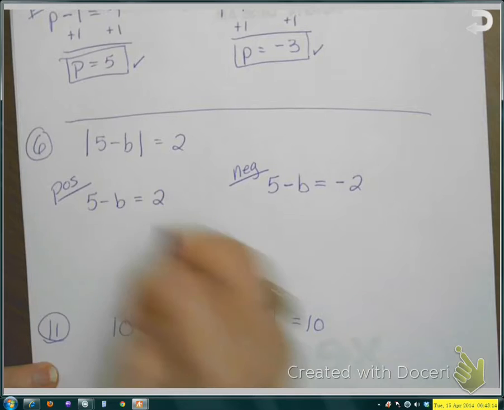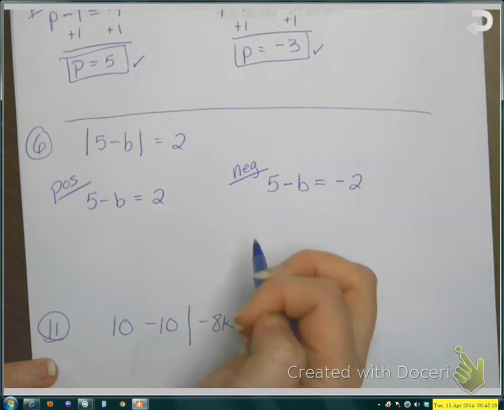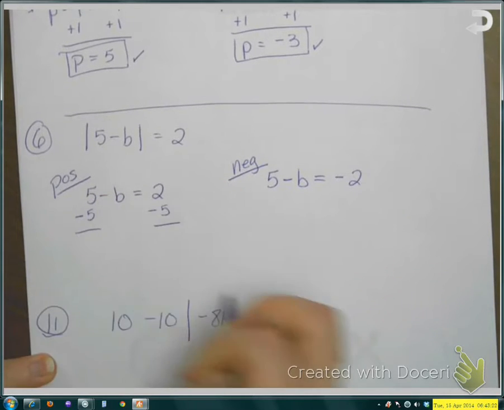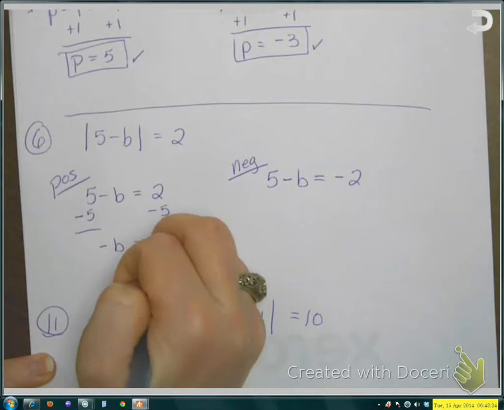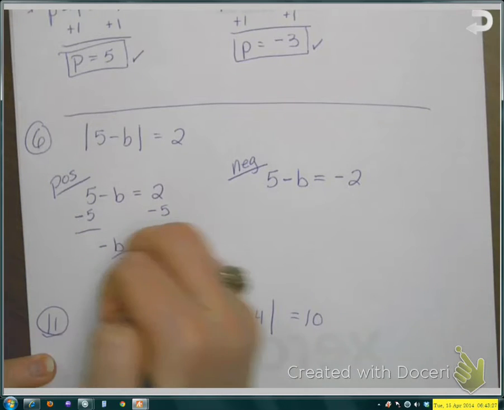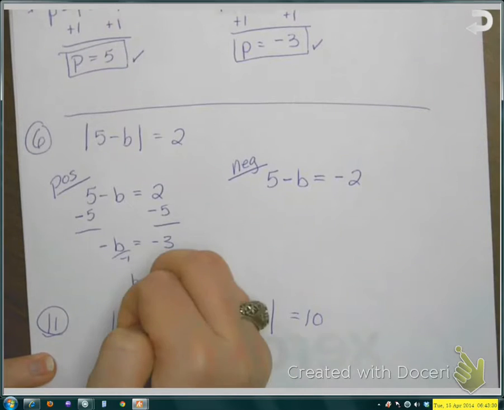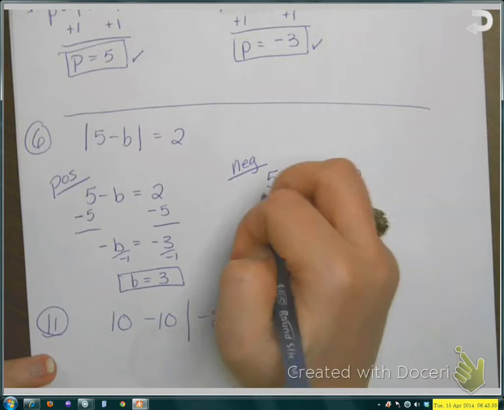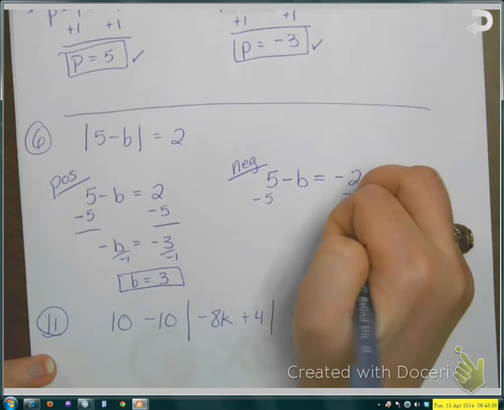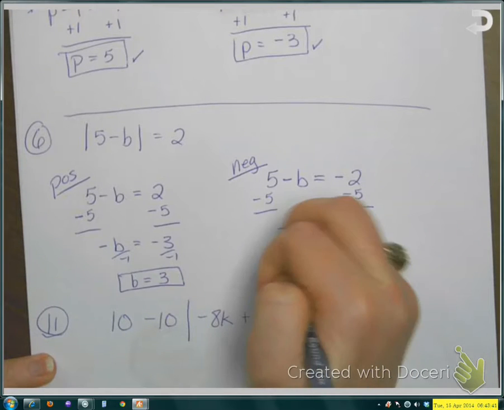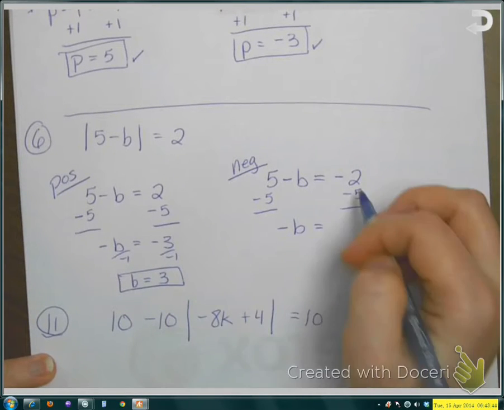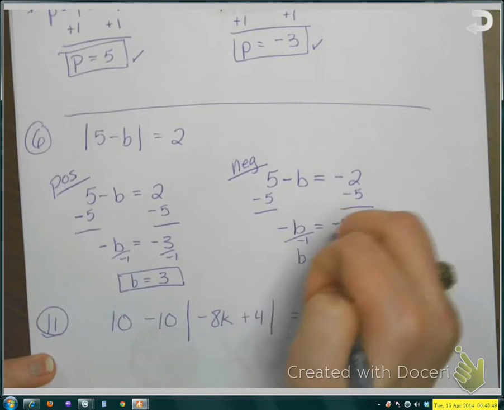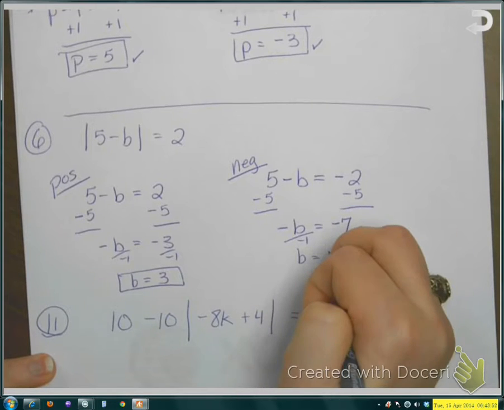Now we're going to solve. So, how do I get rid of the 5? Well, the 5's positive, so I'm going to have to subtract it. So now I have negative b equals negative 3. Get rid of the negative by dividing by negative 1, of course. And b equals positive 3. Same thing on the other side. Your negative case, you're still subtracting 5. So it's the same steps that you just did, only now instead of negative 3, you have negative 2, negative 5 gives me negative 7. So divide by that negative 1, and b equals positive 7.